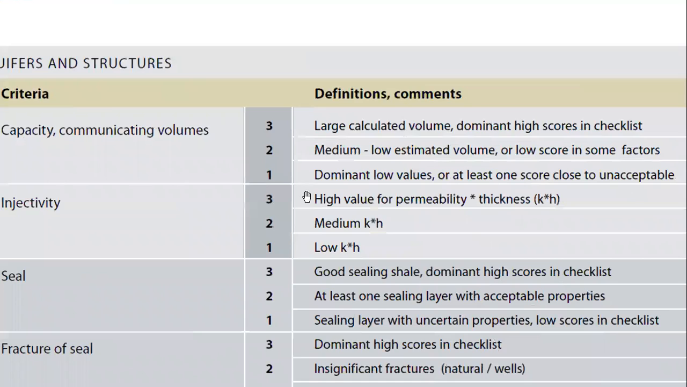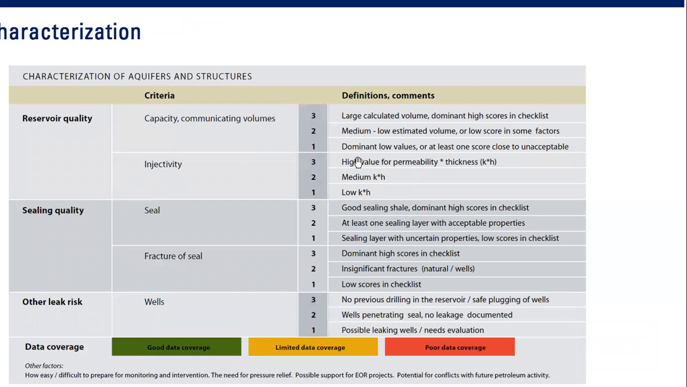Okay, so for capacity, number one is dominant low values, low capacity, or at least one score close to unacceptable. So you will give them a value of one. And number two, value of two, medium, means low estimated volume or low score in some factors. And good, three, means large calculated volume, dominant high scores in the checklist. Okay, so it's basic, it's very easy, it's a no-brainer. If you have large calculated volume, it means you will have large CO2 storage capacity.